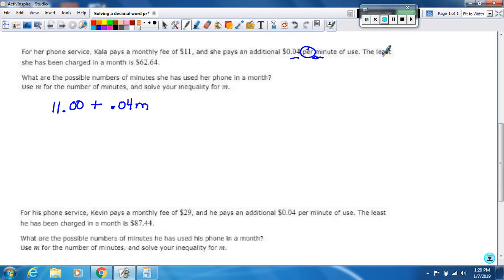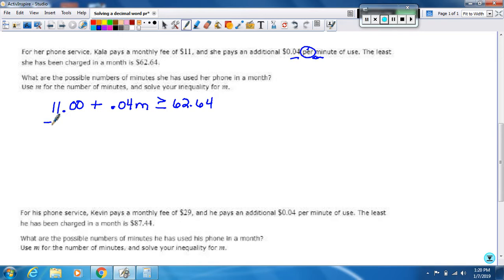of use. The least she has been charged in a month is $62.64. So all of this is going to be greater than or equal to $62.64, because $62.64 is the least amount that she's charged.